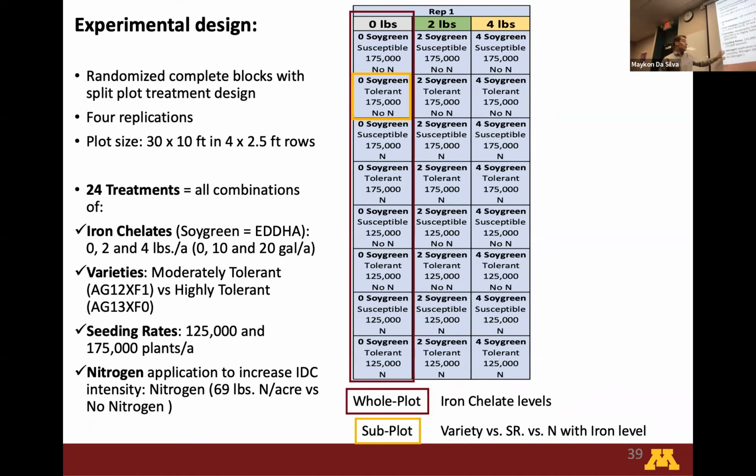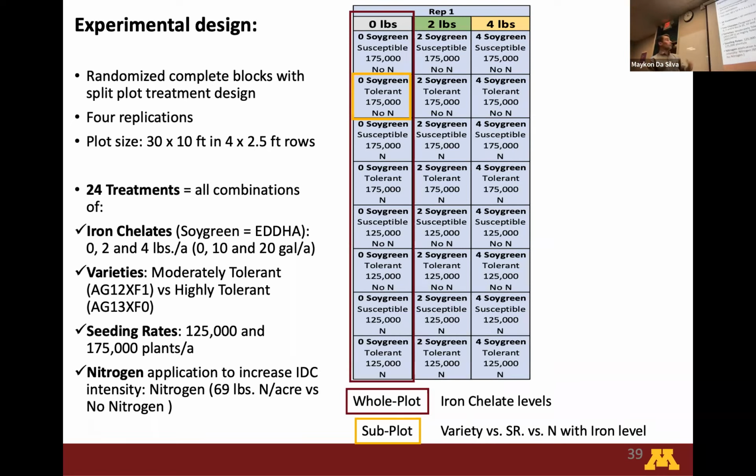and 2 levels of IDC intensity by supplemental nitrogen. The application of supplemental nitrogen is an efficient protocol developed to increase IDC symptoms or IDC intensity and create a range of IDC symptoms. Therefore, in 50% of the plots, we'll apply about a pound of urea per plot, which represents about 69 pounds of nitrogen per acre. And in the other 50% of the plots we will not apply nitrogen.